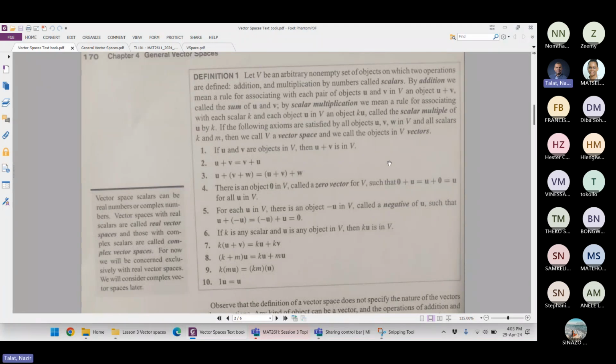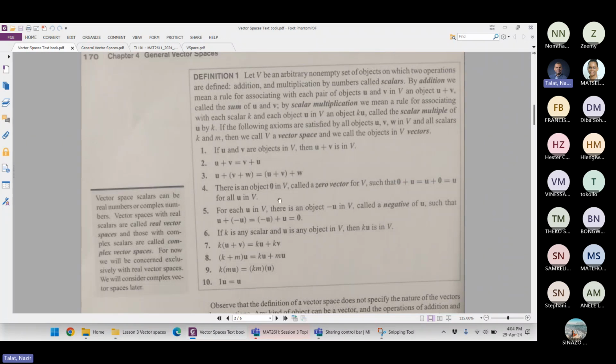Another good property is that if you take any two elements, it always satisfies the commutative law of addition. The sum of two vectors u plus v is always the same as v plus u, and it also satisfies the associative law of addition, that u plus (v plus w) is the same as (u plus v) plus w.